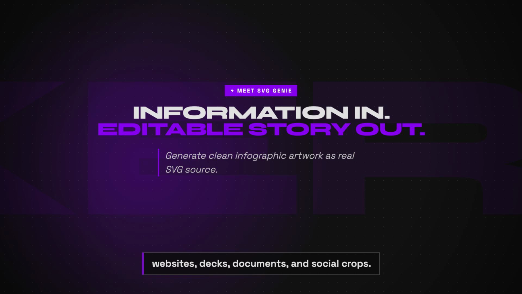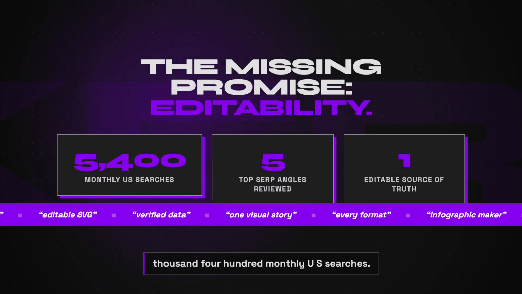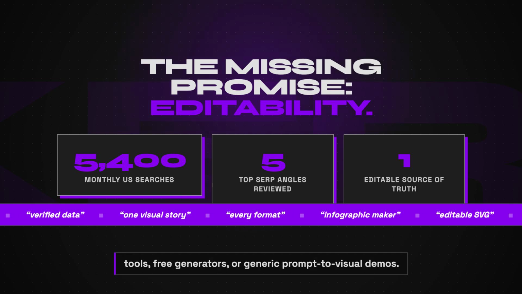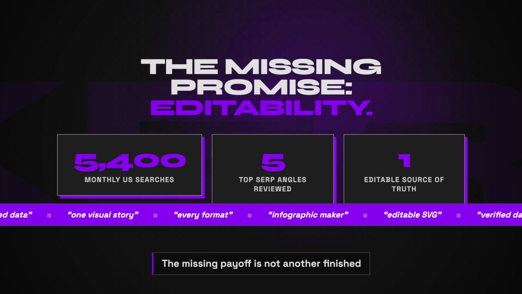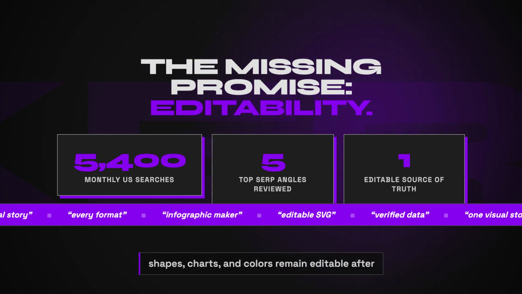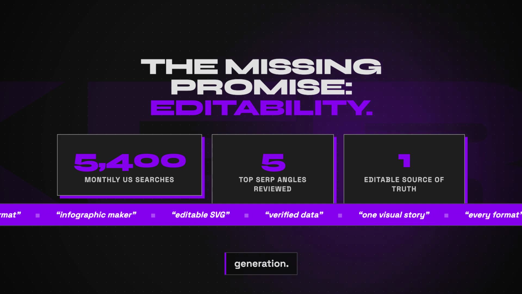documents, and social crops. Data for SEO shows Infographic Maker at about 5,400 monthly US searches. The current YouTube results promise one-click AI tools, free generators, or generic prompt-to-visual demos. The missing payoff is not another finished picture. It is an infographic whose text, shapes, charts, and colors remain editable after generation.